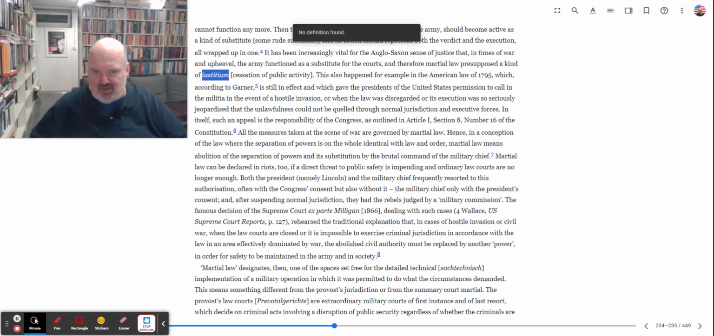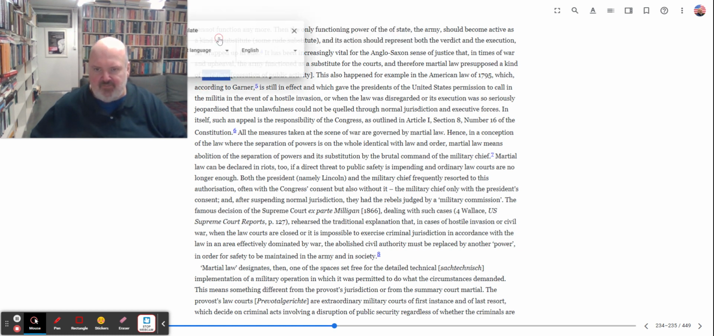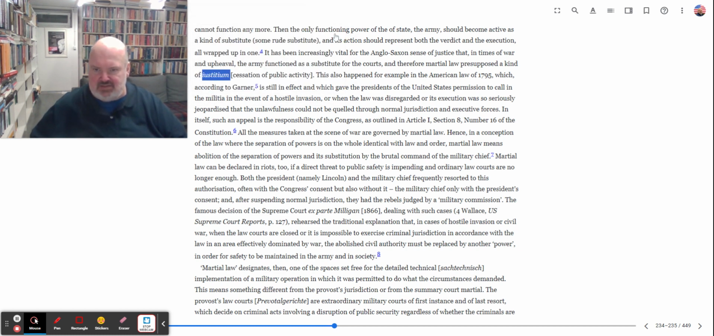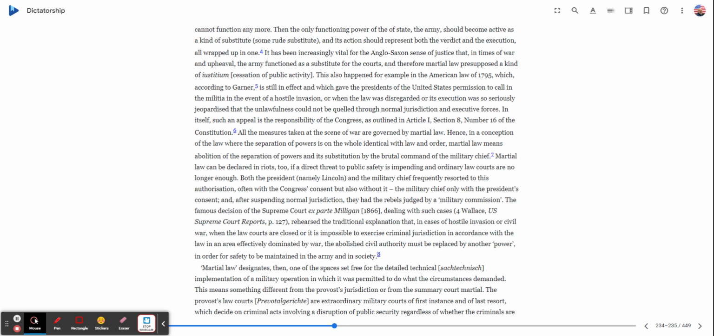Let's see if I can find this. No definition. Justice, iustitium, kind of justice. Let me see if I can get a better term, to see if I can get something better here.